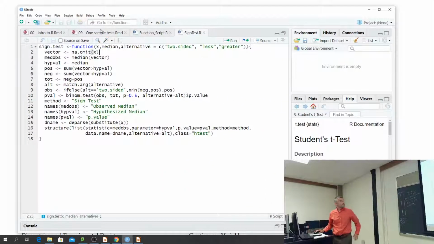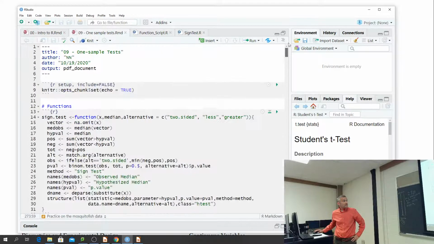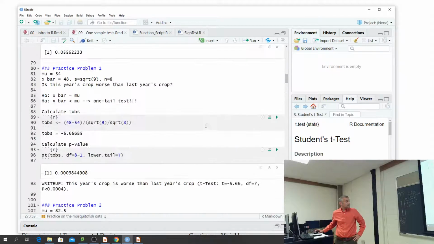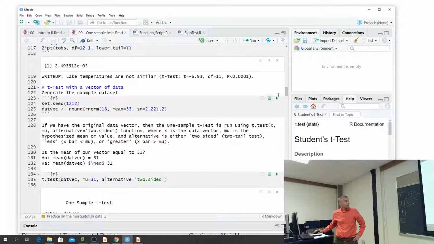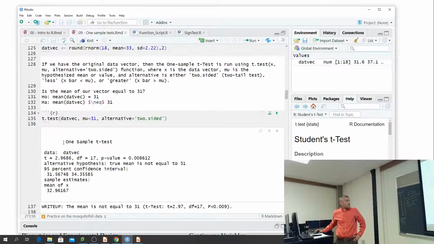I'm going to go back and let's see here. Z-test, Z-test. Draw a hand, vectors here. So I'm going to run this vector t-test with a vector of data, and I'm going to run this t-test again just so we have it. In this example, we were testing if our randomized vector had a mean that was equal to 31. Mu equals 31. All right.